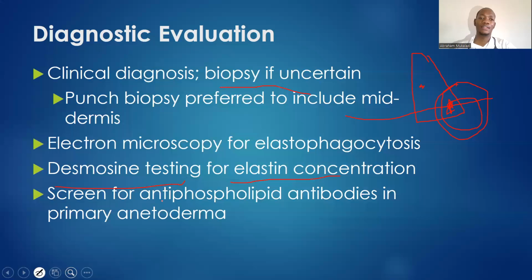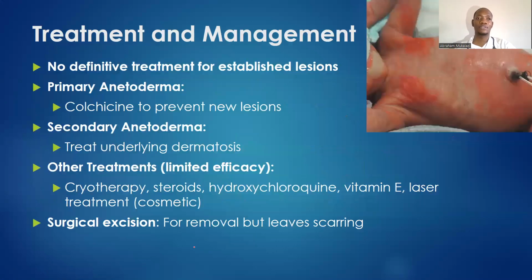Then, if it is primary or idiopathic, you have to do antiphospholipid antibodies, and in this case, you have to make sure that if the patient is female, you look out for spontaneous abortions, because we know antiphospholipid antibodies are seen as one of the implications in spontaneous abortions.